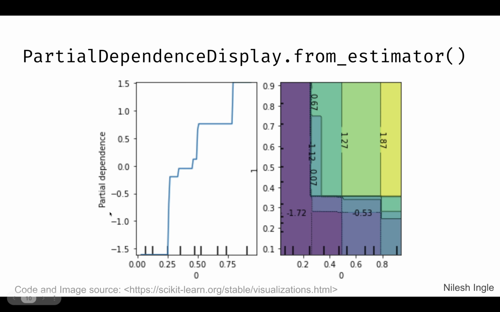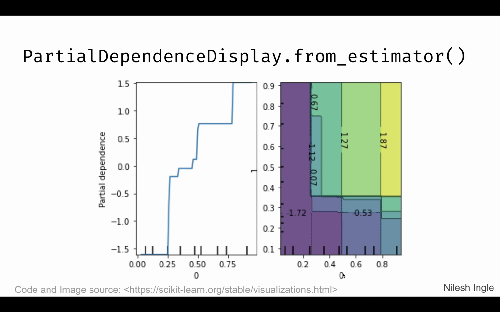We have the partial dependence on the y-axis, and here the curve is moving up in this case as the values for feature 0 are increasing. But the way this curve is moving up is in a staggered fashion. So it's not a complete linear increase. It looks like a stepwise increase.